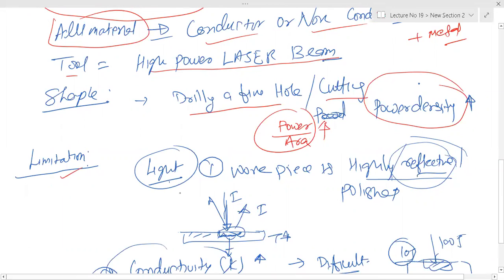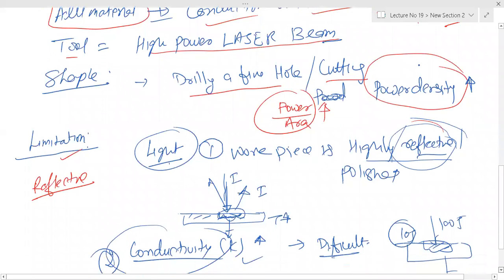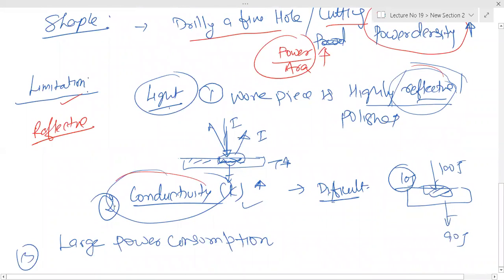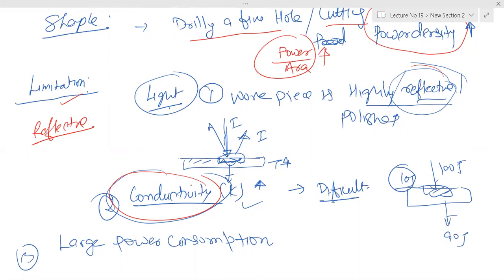And limitation we also discussed. First thing is the reflectivity. If the workpiece is reflective, because the energy light falls, that will get reflected, and less energy will be available to melt the workpiece. Again, the conductivity of the material, because the process is thermal, and the thermal energy is used to heat the workpiece. So the workpiece receives the thermal energy.